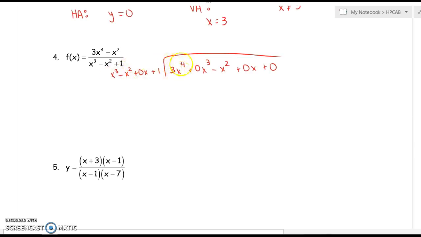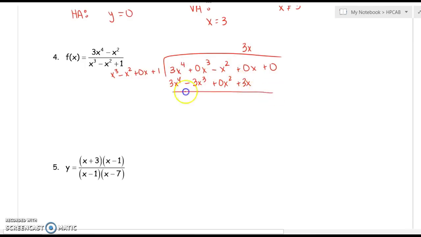So we have to turn it into a 3x to the fourth. X cubed times what will give you 3x to the fourth? That would be 3x. That has to go above the x. 3x times this would be 3x to the fourth, minus 3x cubed. 3x times 0x is 0x squared. And then 3x times 1 is 3x.